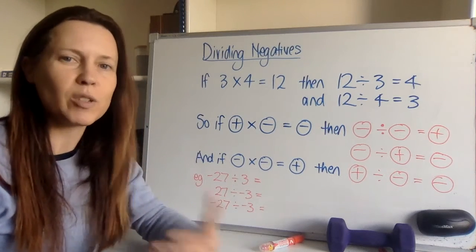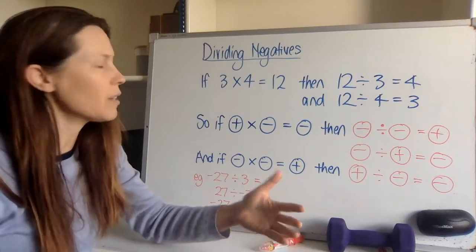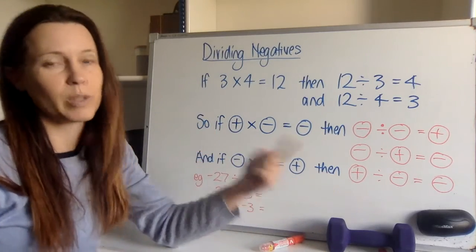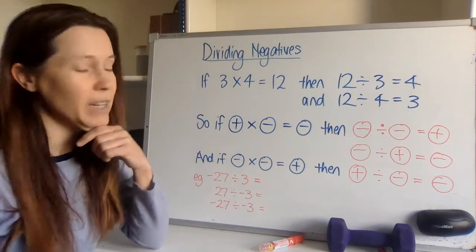Now that you understand how to multiply negatives, you're ready to divide with them. And there's two things that you can do here: either divide by a negative number, or start with a negative number and then perform division with either a positive or a negative.